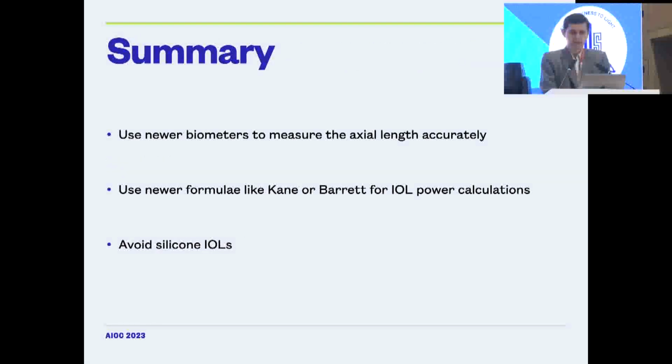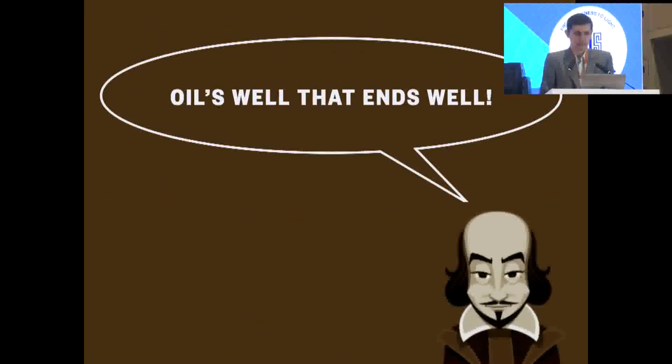So just to summarize my talk, use newer biometers to measure the axial length accurately. Use newer formulae like the Kane or the Barrett for IOL power calculations, and avoid using silicone IOLs in these situations. So as Shakespeare would say, all's well that ends well.